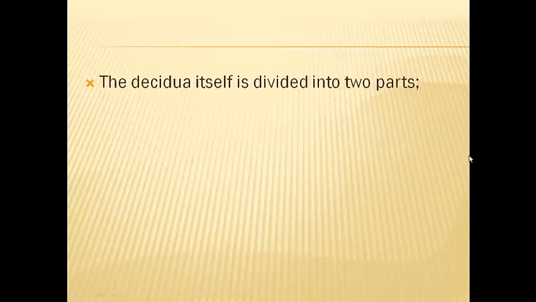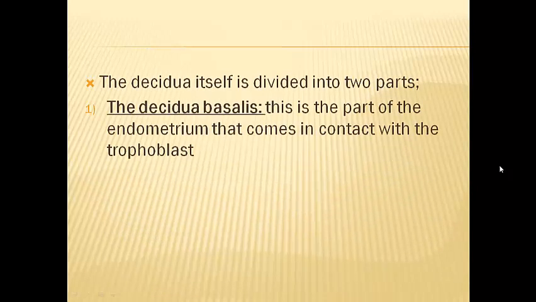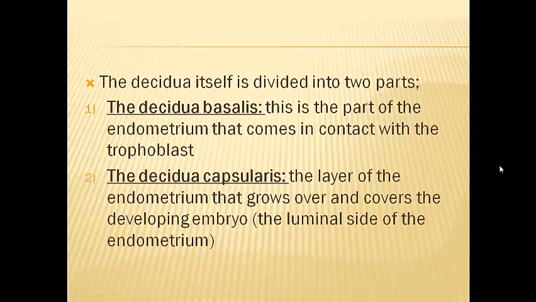So the decidua itself is divided into two parts. The decidua basalis is the part of the endometrium that comes in contact with the trophoblast, and this is the part that ends up interacting with the chorion, like I showed you. And the decidua capsularis is the layer of the endometrium that grows over and covers the developing embryo. It's usually on the luminal side of the endometrium, basically the side that is parallel to or on the side of the uterine cavity.